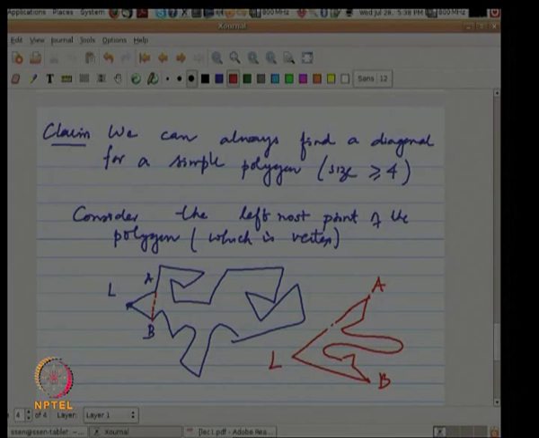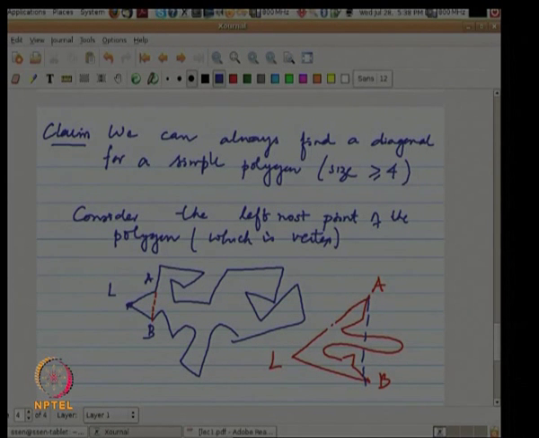This is my polygon. So, when I try to draw this diagonal, this edge is clearly not a diagonal, because it intersects the polygon. So, if it intersects, then you do the following: you take this edge AB and translate it to the left towards L.